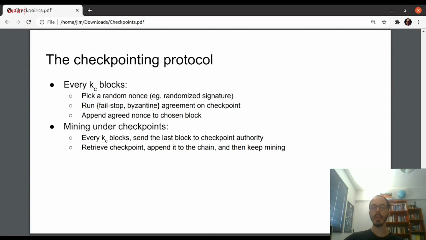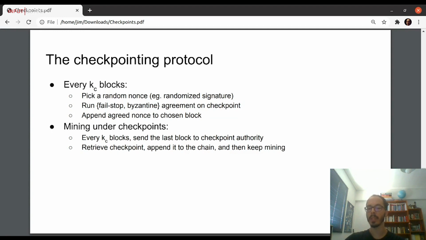And then they run some kind of agreement in order to agree what the randomness is. So this might be a fail-stop agreement or a Byzantine agreement or some kind of BFT protocol. And then after they have agreed on what nonce to issue, what the checkpoint nonce is, they just append it to the chosen block.